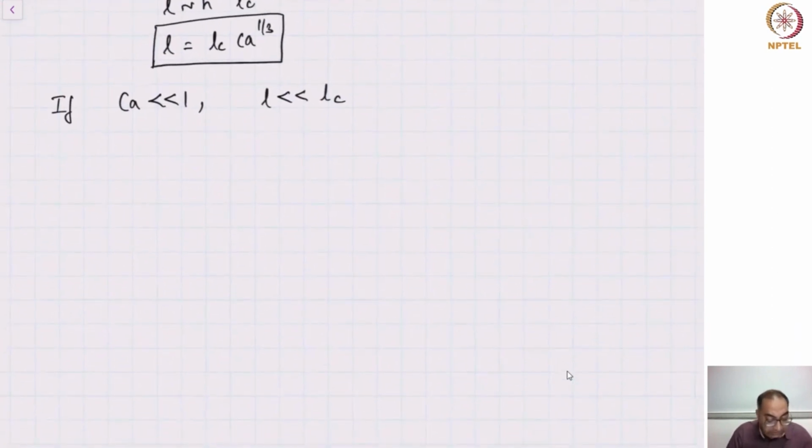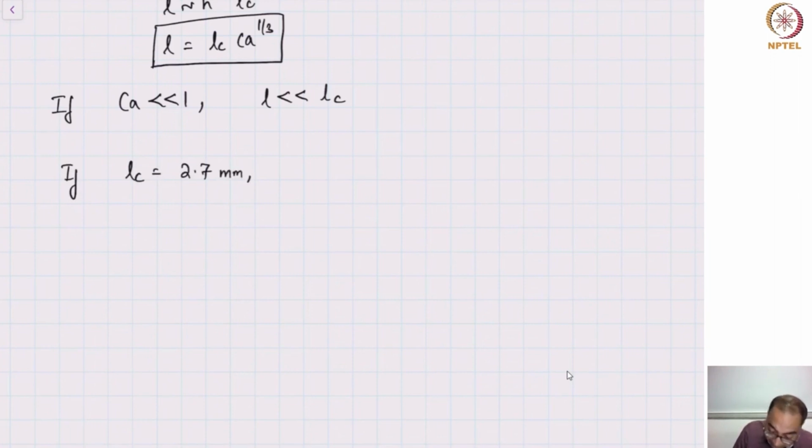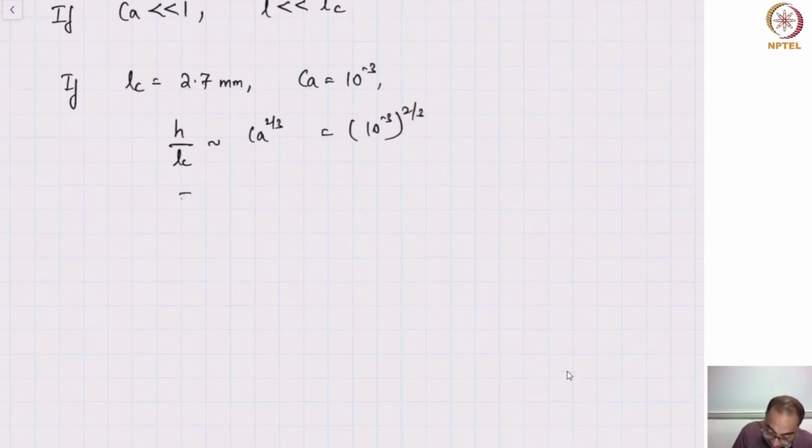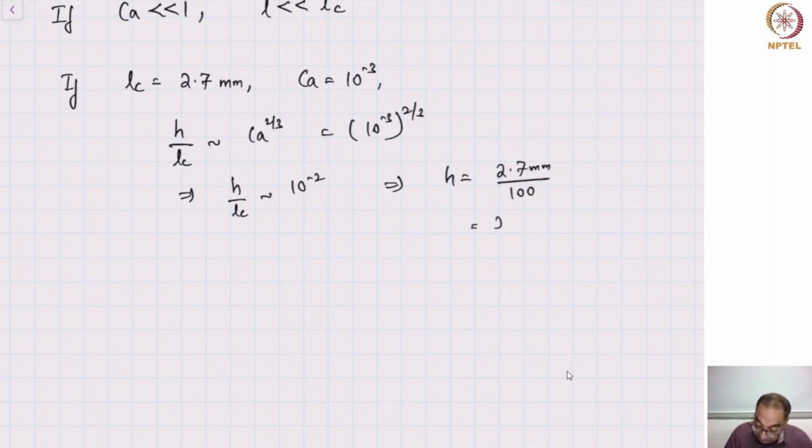Now we can make some estimates as well. Now, if LC is 2.7 millimeters, capillary number is 10 power minus 3, then we get H by LC goes like capillary power 2 by 3, which is nothing but 10 power minus 3 power 2 by 3, implies H by LC is 10 power minus 2, and therefore H will be LC, which is 2.7 mm, divided by 100. This is 27 micrometers.